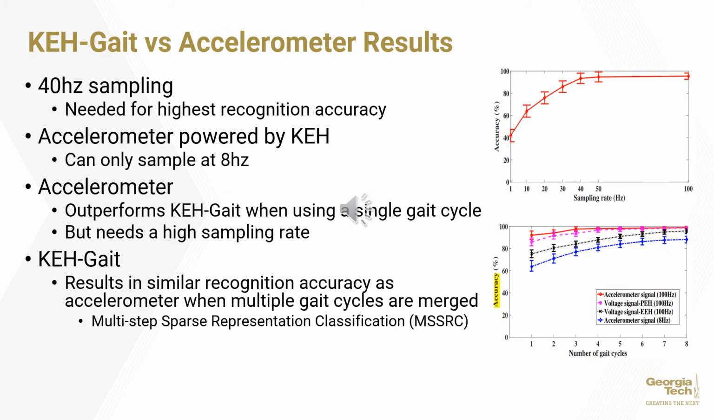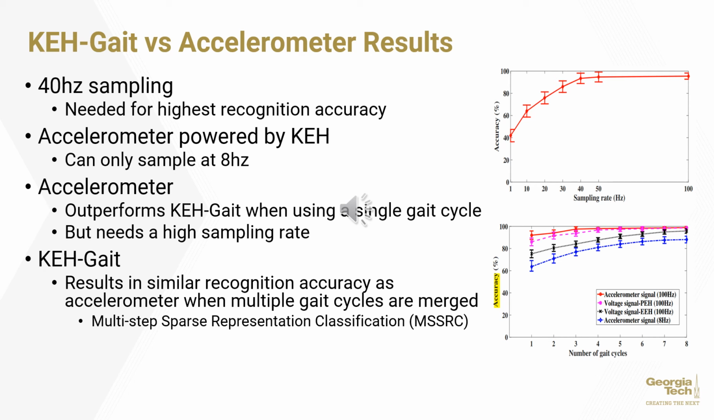With the data they collected, they were able to draw a few conclusions. As shown on the first graph, a sampling rate of around 40 Hz is needed to get the highest possible recognition accuracy. Anything lower and the accuracy suffers, any higher and there are no measurable gains. They also found that an accelerometer being powered by a kinetic energy harvester would only be able to log sensor data at a rate of about 8 Hz.